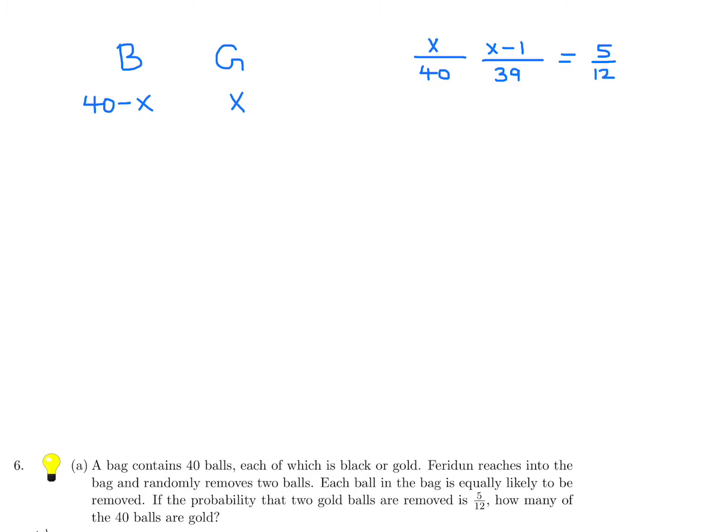So cross multiply and you get 12x times x minus 1, and on this side we get some big long number, 5 times 40 times 39. Let's put everything on one side. Let's divide through by 12. I think that should make our life a little easier. x squared minus x, and when you divide through by 12 on this side, you get 650, I believe.